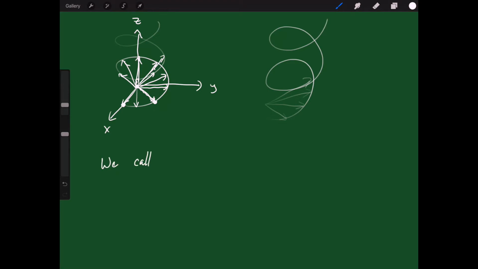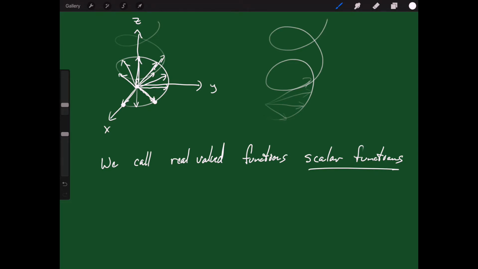We call real-valued functions scalar functions. Now remember, the things that come out of vector-valued functions are vectors. If what comes out of a function is a real number, we call that a scalar function. So we call real-valued functions scalar functions, and that's important to remember.